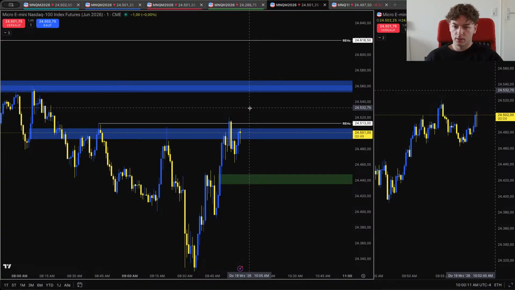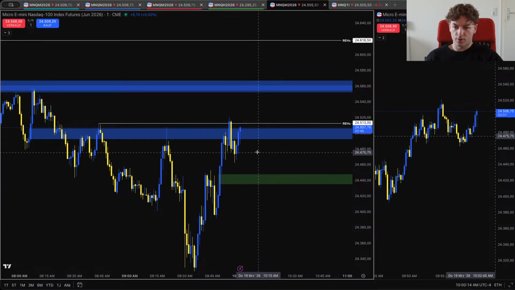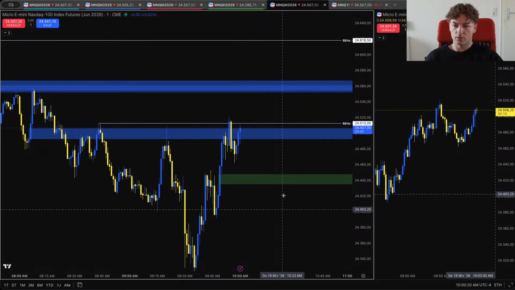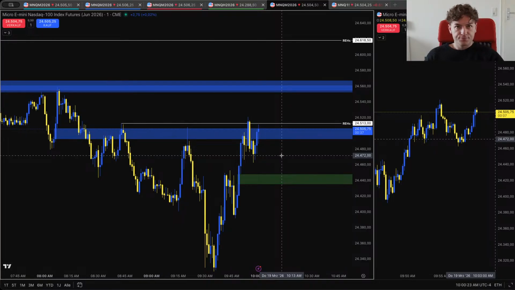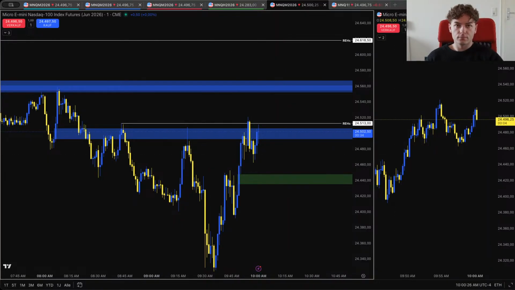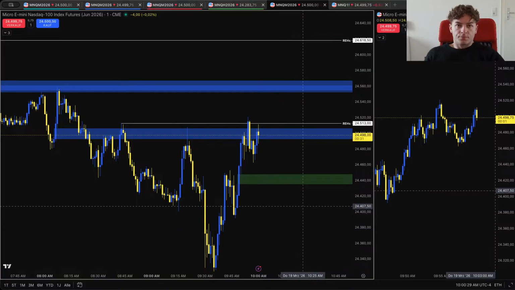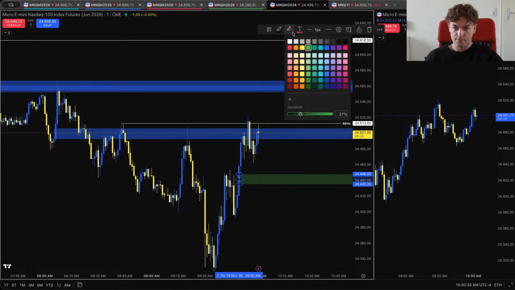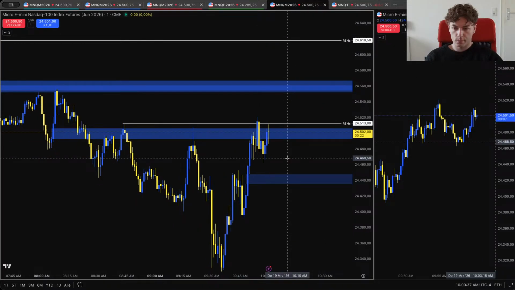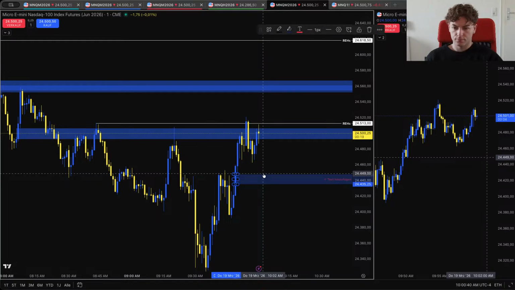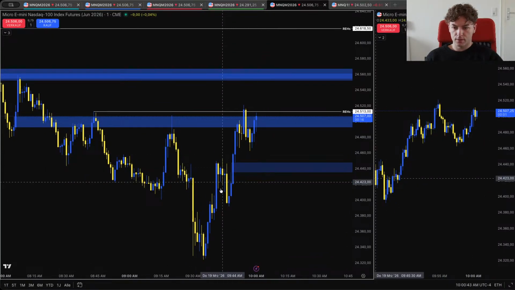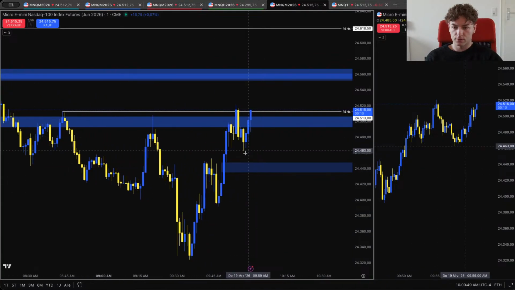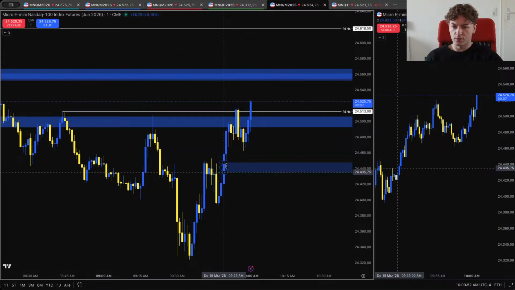And then turnover, market structure shift, inverse fair value gap, touch it, and then go lower. Something like that. I think none of these were first percent fair value gaps. These are just too insignificant.